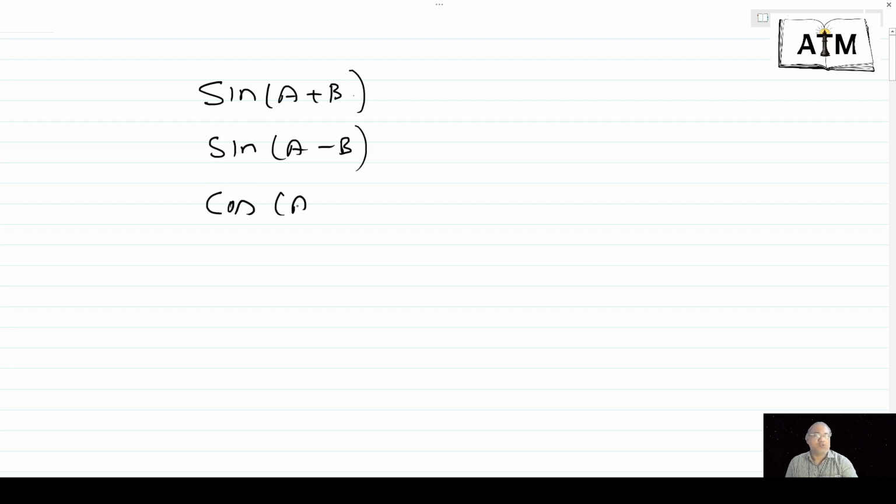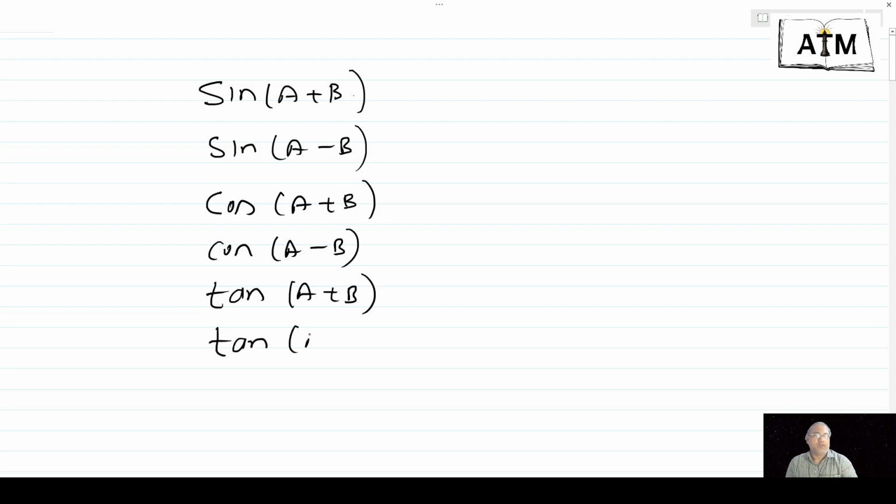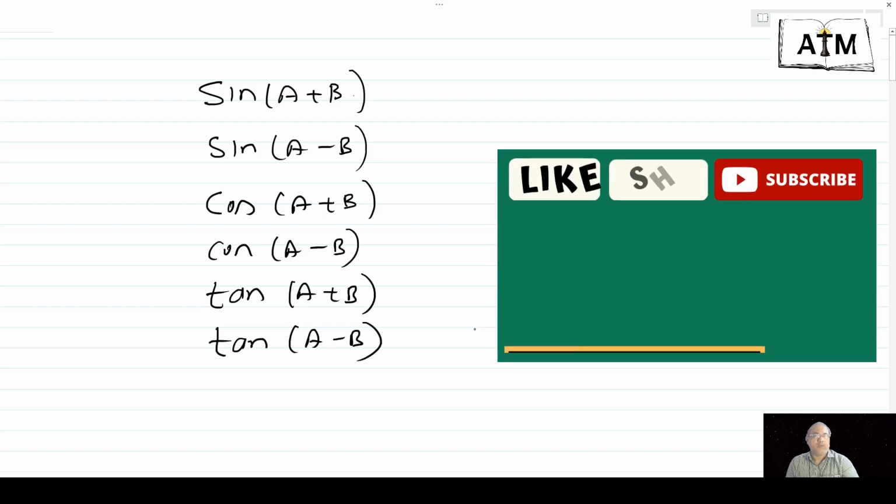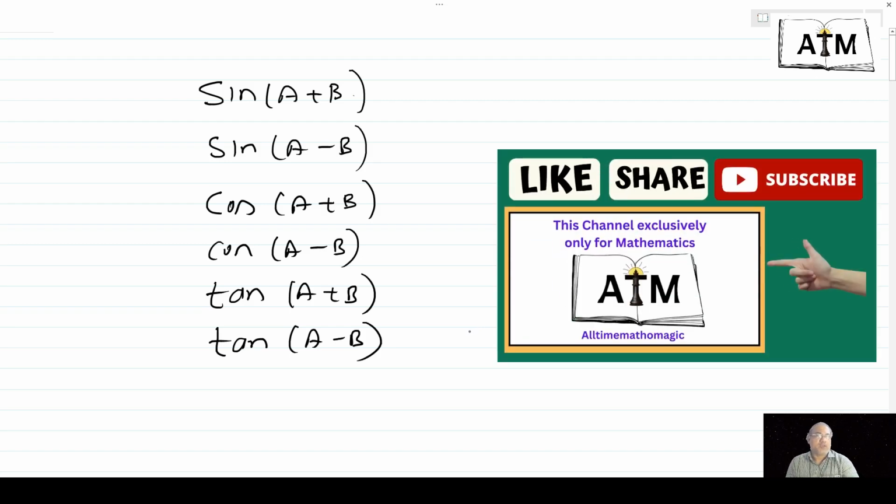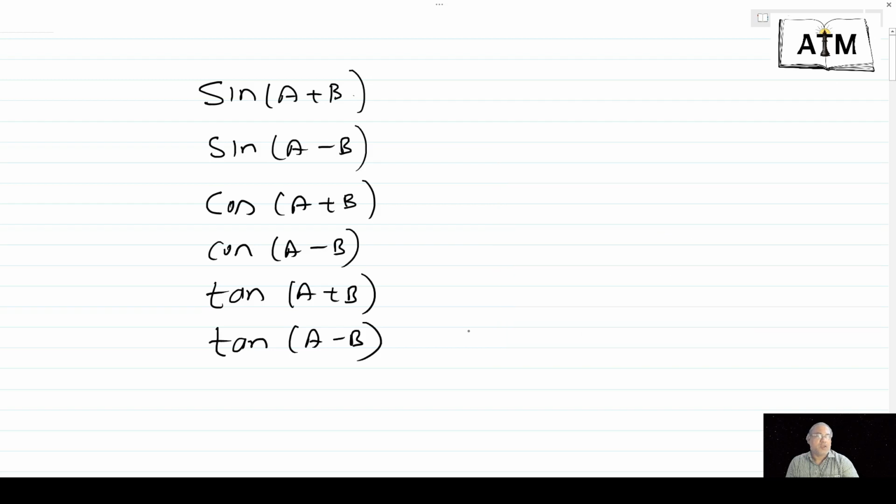Similarly, cos of a plus b is addition, and cos of a minus b is subtraction. Similarly, tan of a plus b and tan of a minus b. So today I am going to talk about how to expand sine of a plus b, sine of a minus b, cos of a plus b, cos of a minus b, tan of a plus b and tan of a minus b. How to read this?